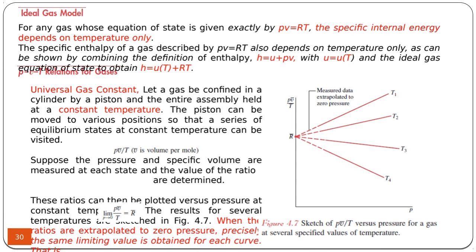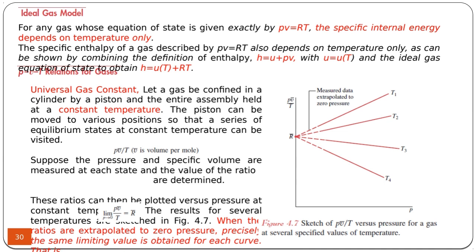For an ideal gas, we know that the relationship between pressure, specific volume, and temperature can be written as PV is equal to R times temperature. This is given in terms of specific volume per unit mass, and R is the gas constant for this given gas.